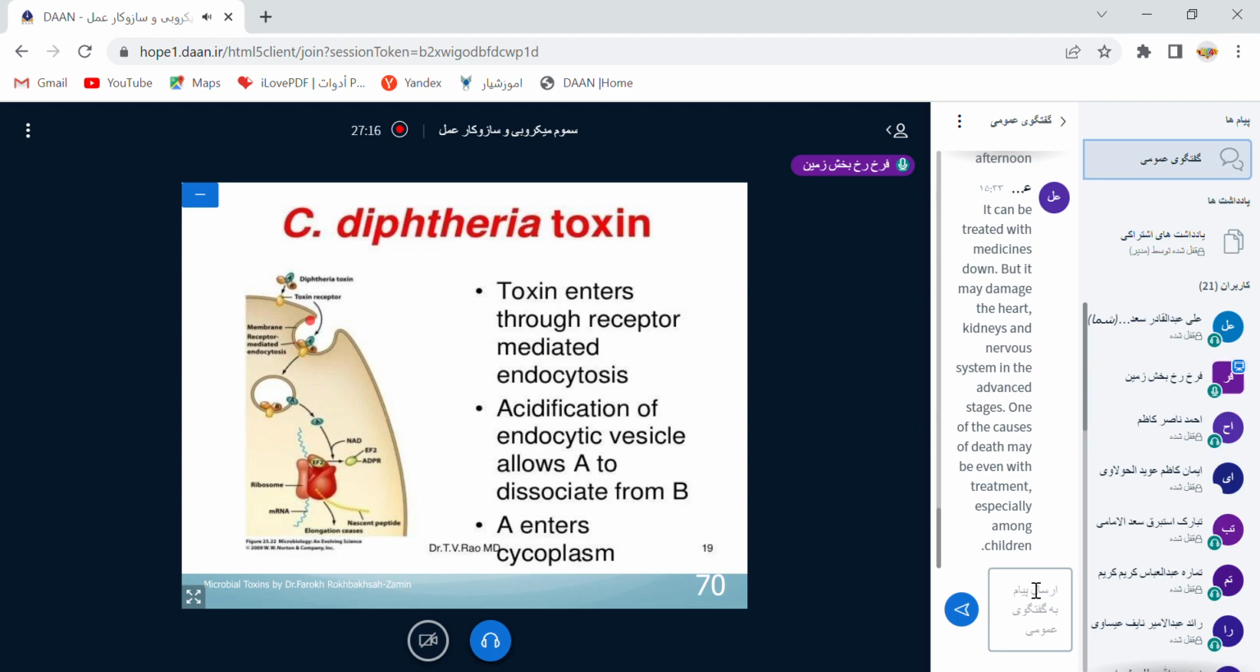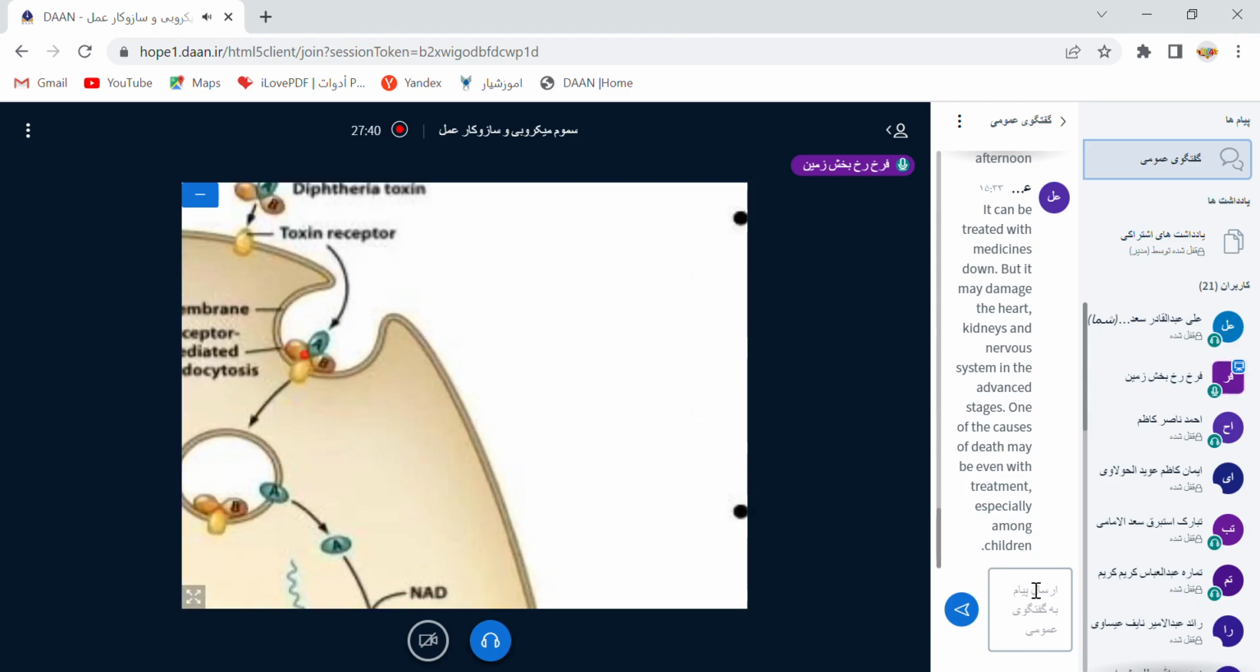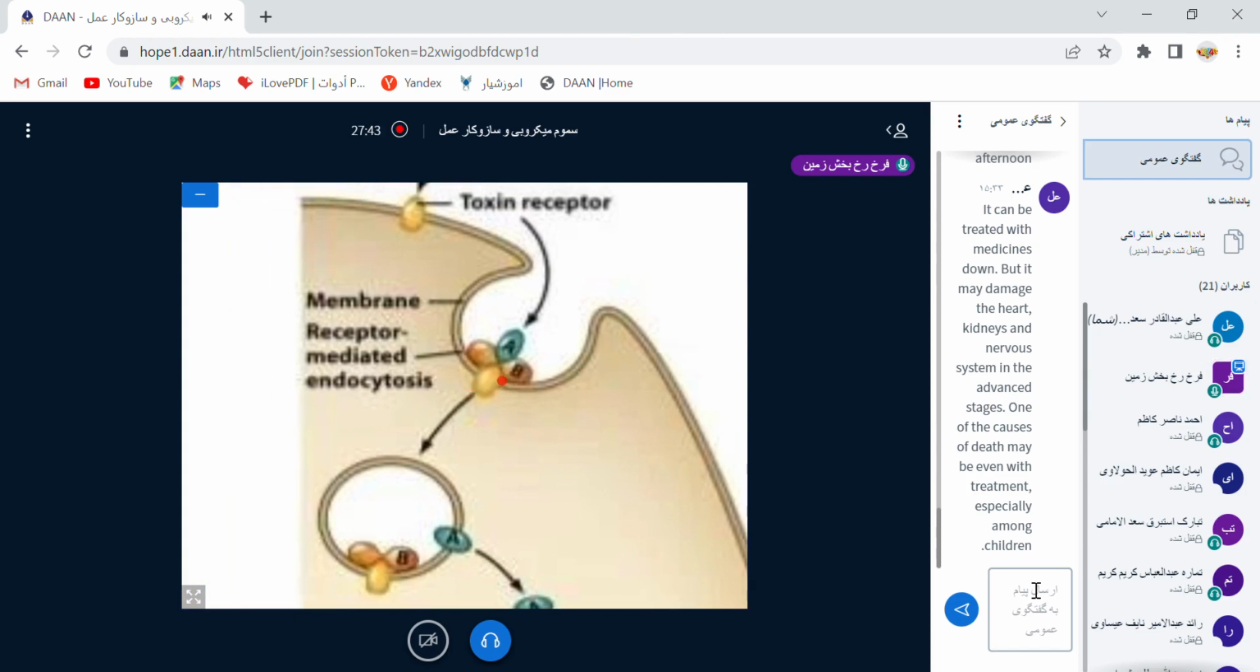Endocytosis happens by the interaction of key and lock. Key is B subunit and lock is the receptor. So the door is opened. This open door we call endocytosis. You can see B subunit and A subunit, membrane, receptor mediated endocytosis.